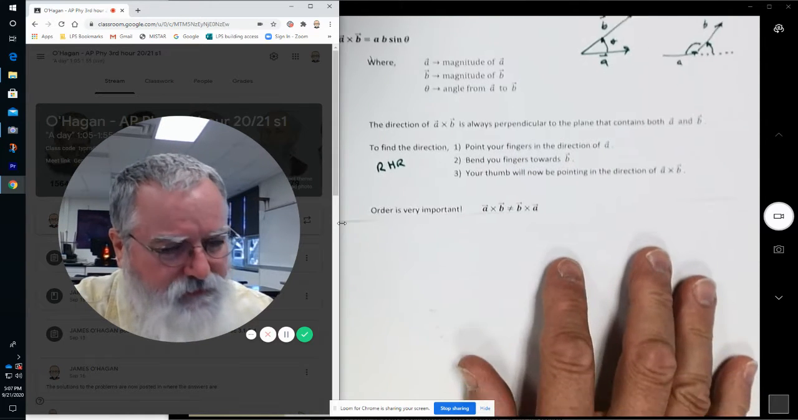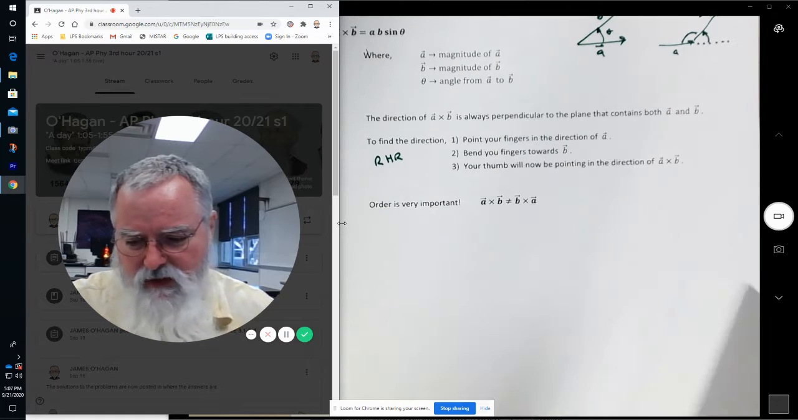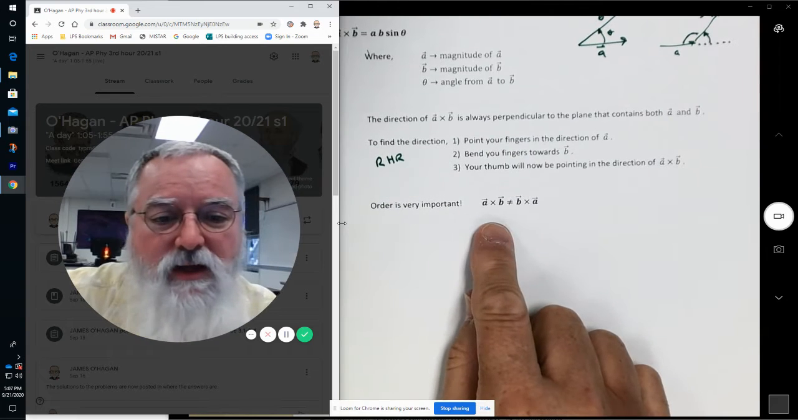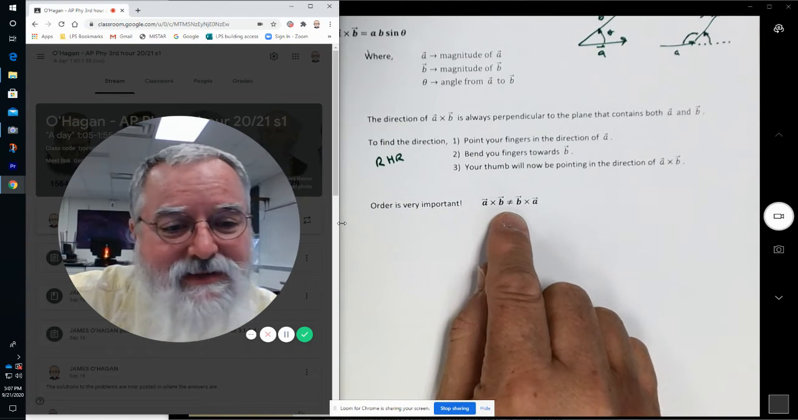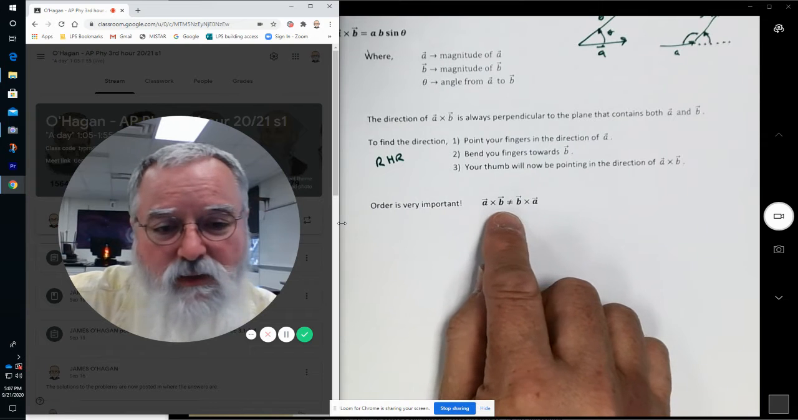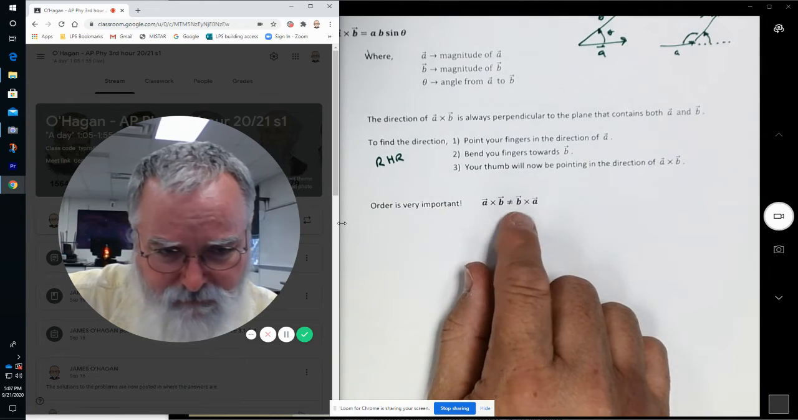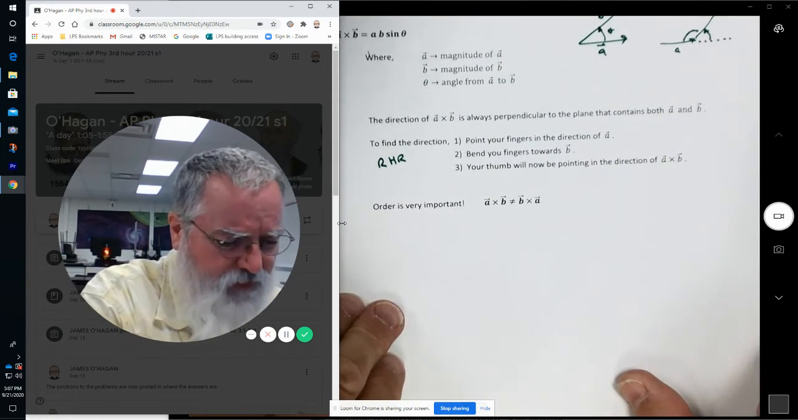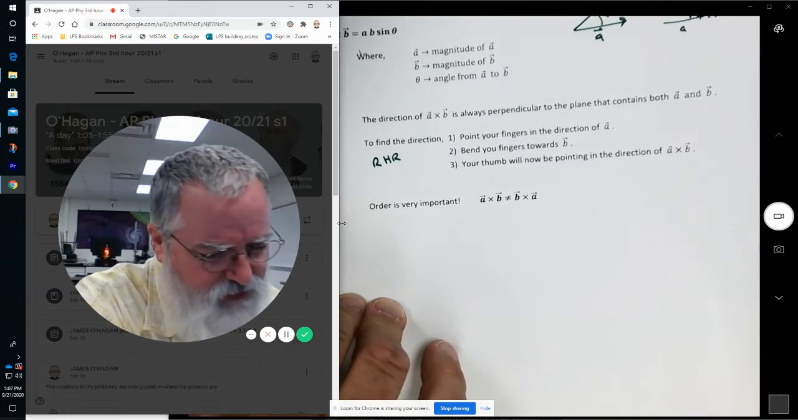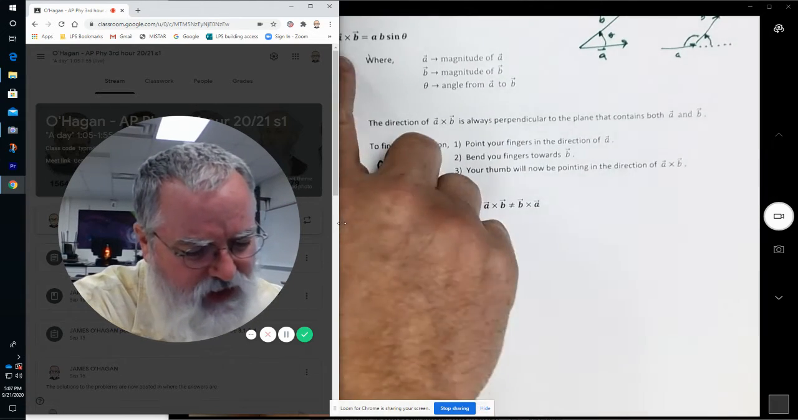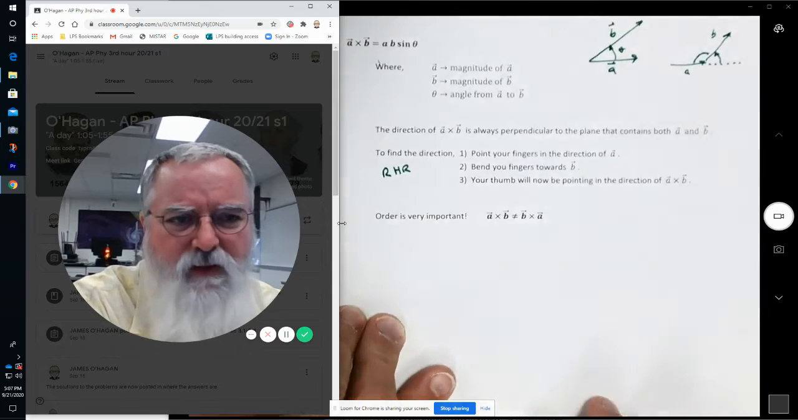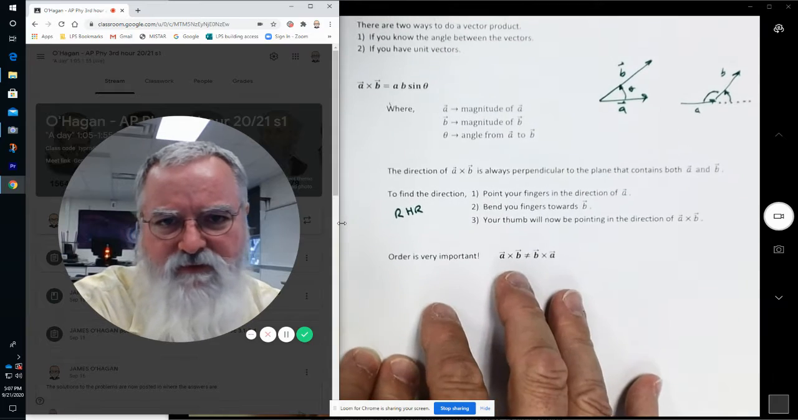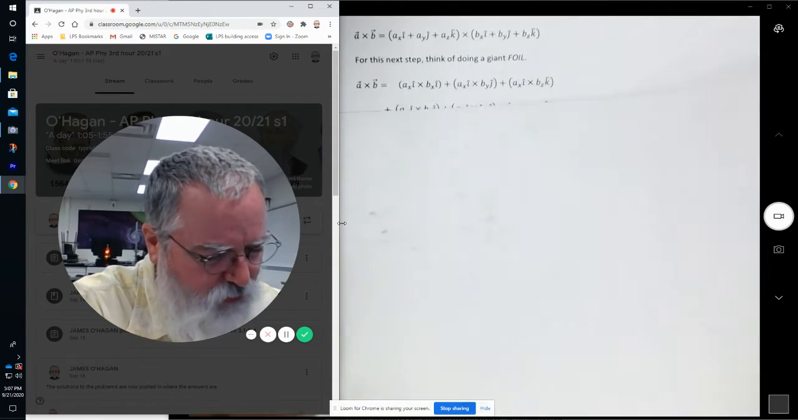One last thing. I cannot understate this: it is vitally important that you keep direction in mind. A cross B is not equal to B cross A. It just doesn't work. Whatever this property is in regular multiplication doesn't work with vector multiplication. So that's how you do a vector cross product if you've just got two vectors and an angle in between. By the way, you'd never want to use this method to find the angle. You'd go back and use a dot product if you needed to find the angle between two vectors. All right, moving on.